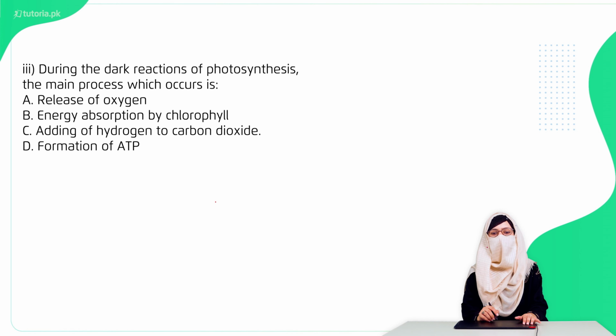Third है: during dark reactions of photosynthesis the main process which occurs is option A release of oxygen, option B energy absorption by chlorophyll, option C addition of hydrogen to carbon dioxide, option D formation of ATP. The right option is option C addition of hydrogen to carbon dioxide.